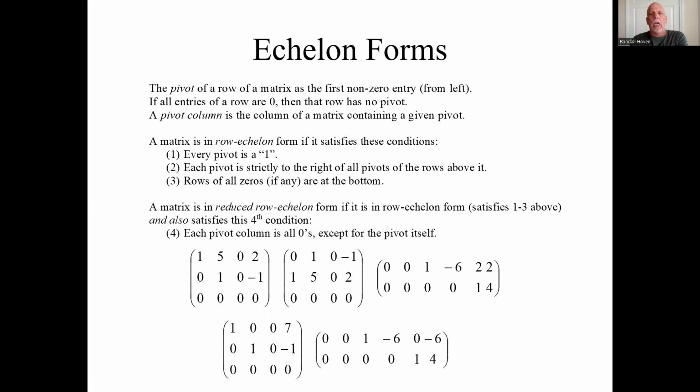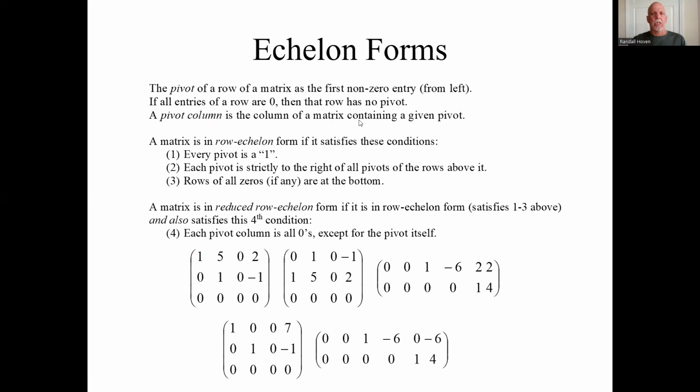And I'll do one more series of definitions before we get into using these to solve systems of algebraic equations. Echelon forms. First, I'm going to call the pivot of a row of a matrix the first non-zero entry from the left. So here's a pivot. This row's pivot is this one. This row, its pivot is this one. This row doesn't have a pivot. First non-zero entry from the left.